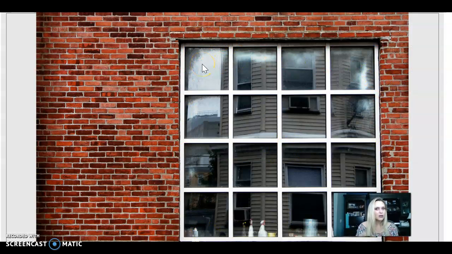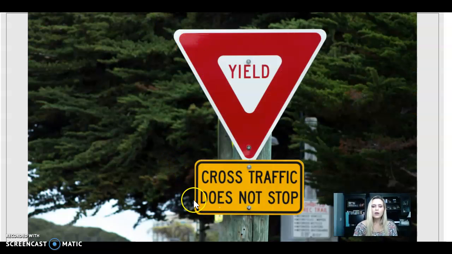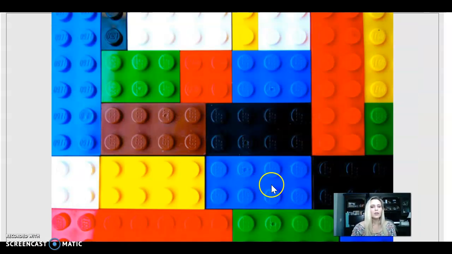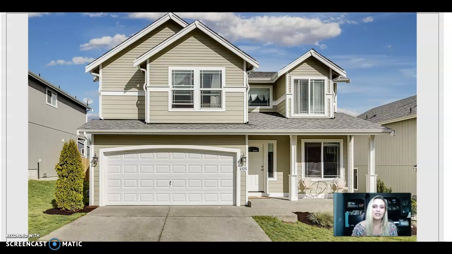Now, what about this window right here? What shape is that window? Good, it's a square. What is the shape of this yellow sign? You are correct, it's a rectangle. Now let's see if you guys can identify the shape of this black Lego right here. Really good, guys. It's another rectangle.